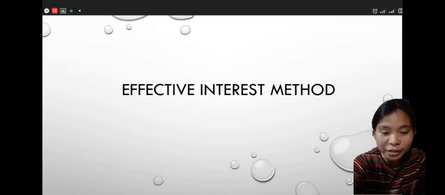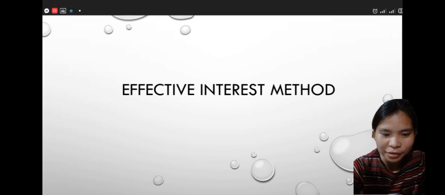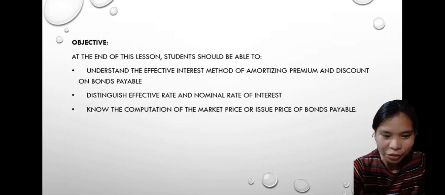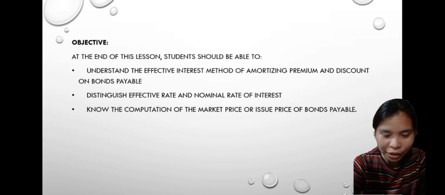Our topic today is the effective interest method. We start by reading the objectives. First, we should understand the effective interest method of amortizing premium and discount on bonds payable. Second, distinguish effective rate and nominal rate of interest. Third, know the computation of the market price or issue price of bonds payable.